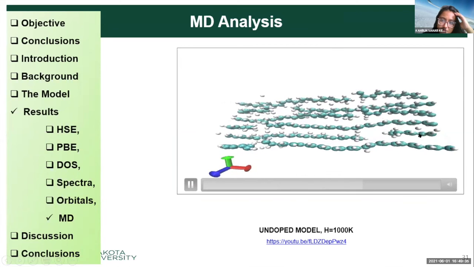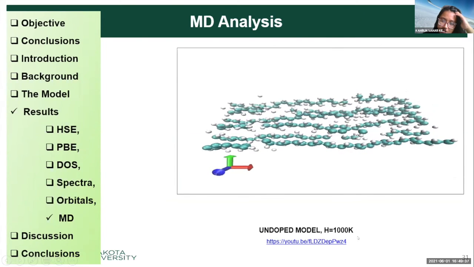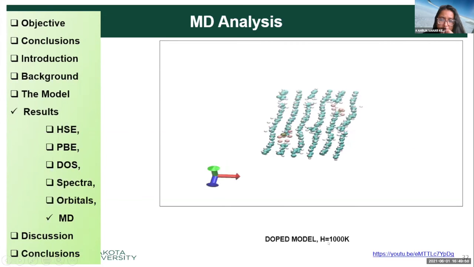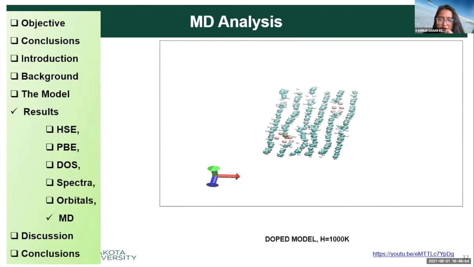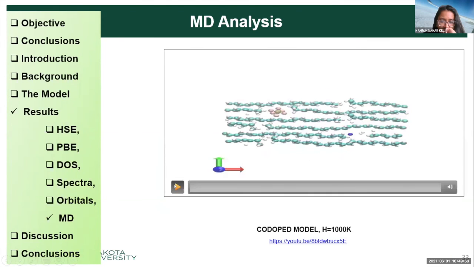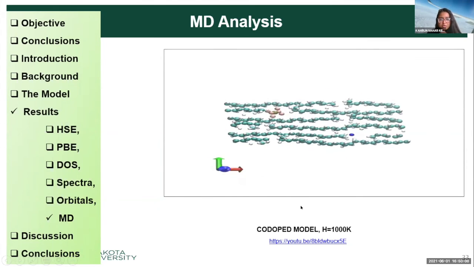So after applying 1000 K temperature and doing MD analysis, we are getting this kind of thing for undoped. This one is for the doped model, and this one is for the co-doped model.